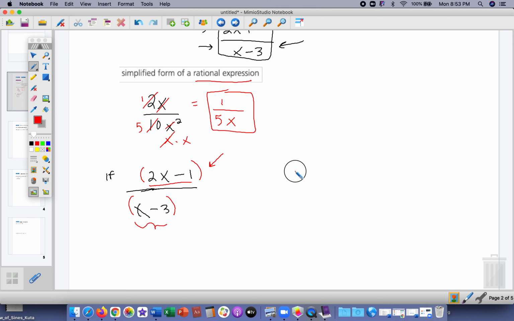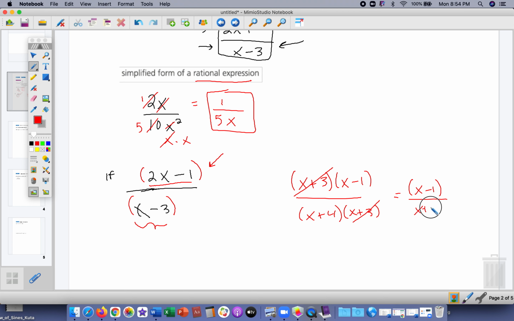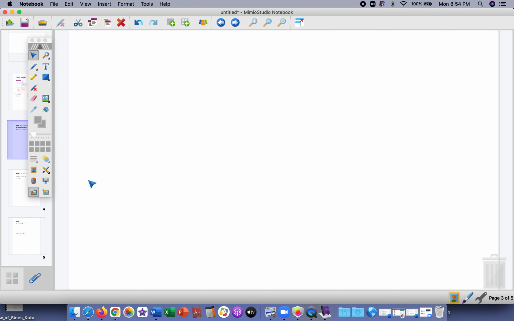If we had something like this, we factored and we got this in the numerator and denominator, we could cancel out the quantities x plus 3, and then we'd be left with quantity x minus 1 over quantity x plus 4. So you wouldn't be able to simplify any further. Let's look at some problems.